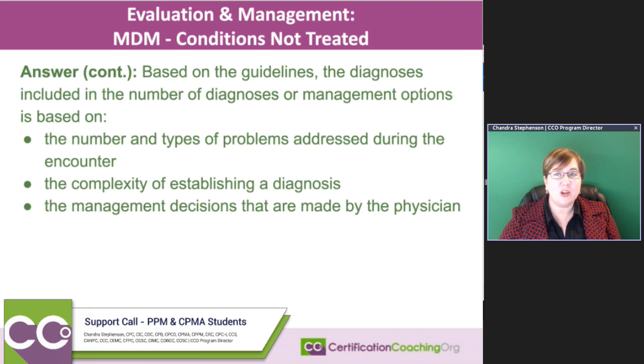So basically what we need to know is, were these other conditions addressed? Were they impacting the complexity of establishing the diagnosis for that day? Or did they affect the management options that the physician chose? Chances are, for peripheral vascular disease and neuropathy in a patient with a diabetic foot ulcer, yeah, it's going to affect the management decisions. The provider probably did not include them in their assessment because they didn't understand the impact that was going to have on their coding and their code selection.